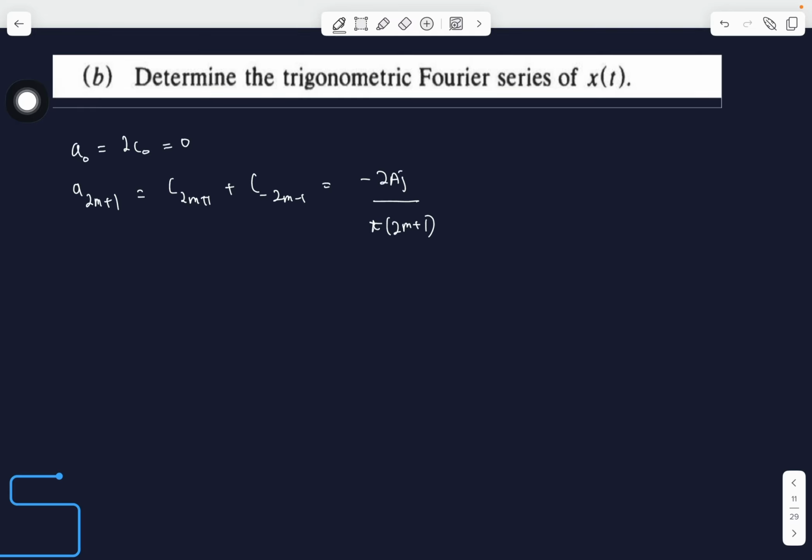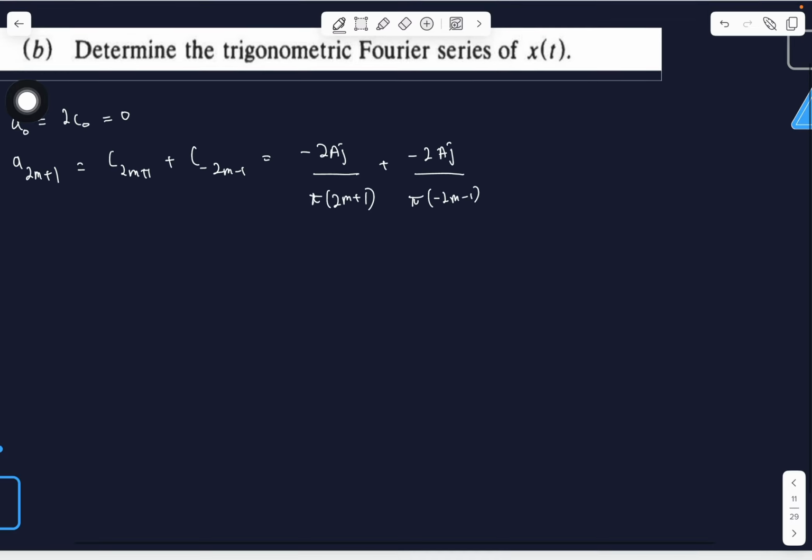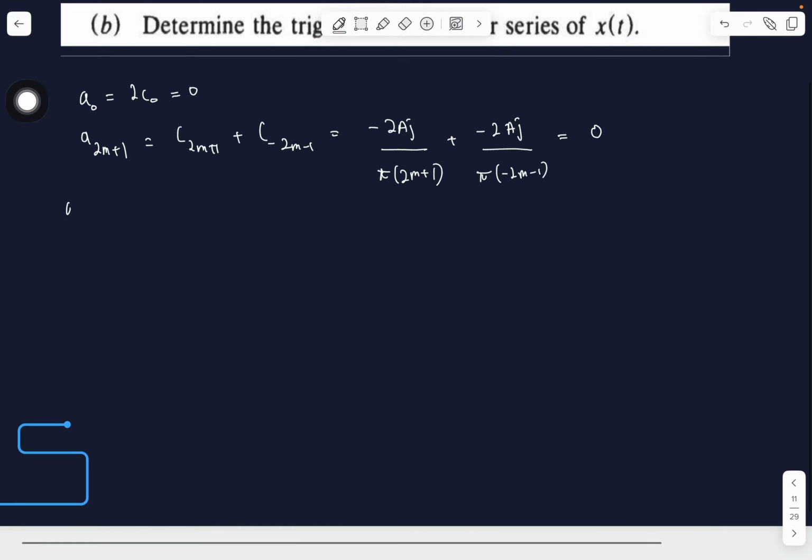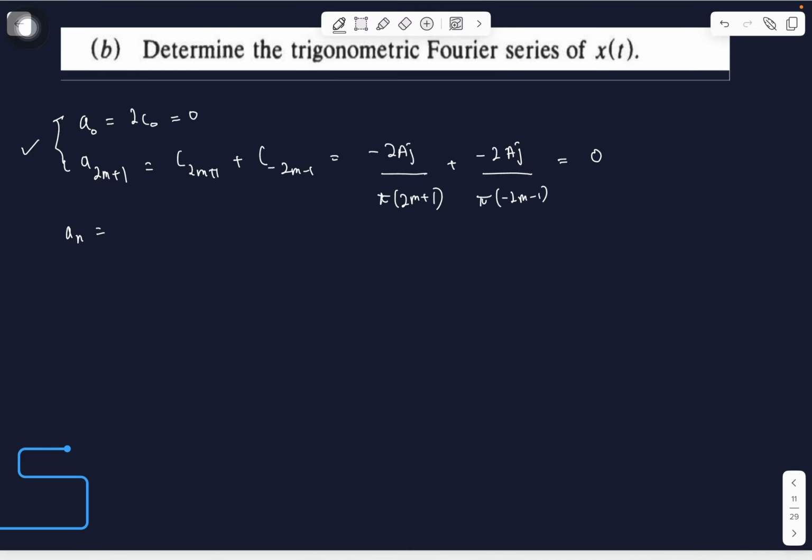pi 2m plus 1, pi negative 2m negative 1. This will be 0. Or we can just straight away, no need to compute it in the first place. It's correct but we can see from the symmetry that x of t is odd, so we can straight away say that a n is equal to 0 for all n because we have odd symmetry. Sorry. Then let's find bn.